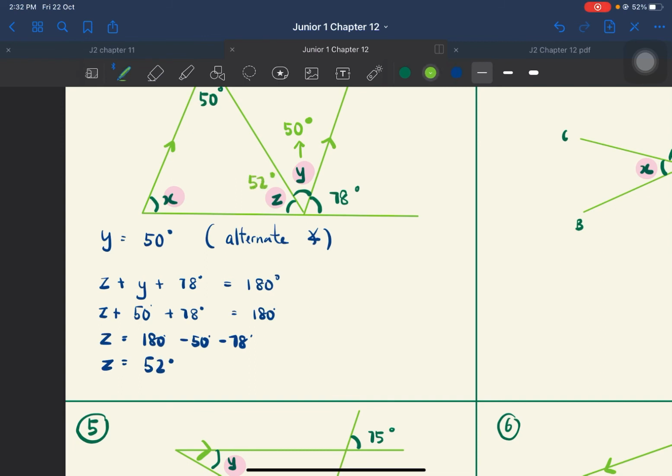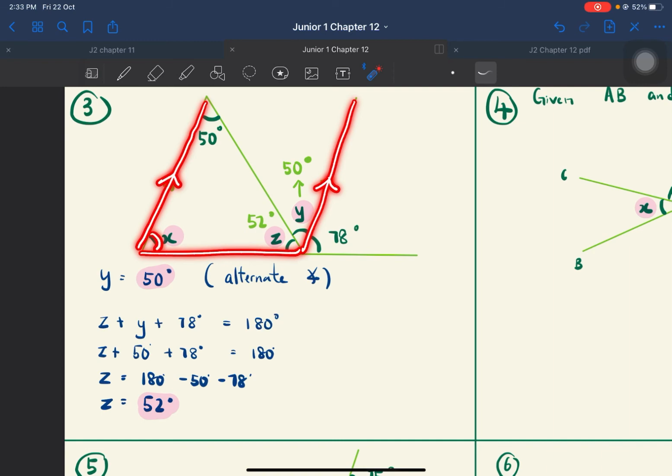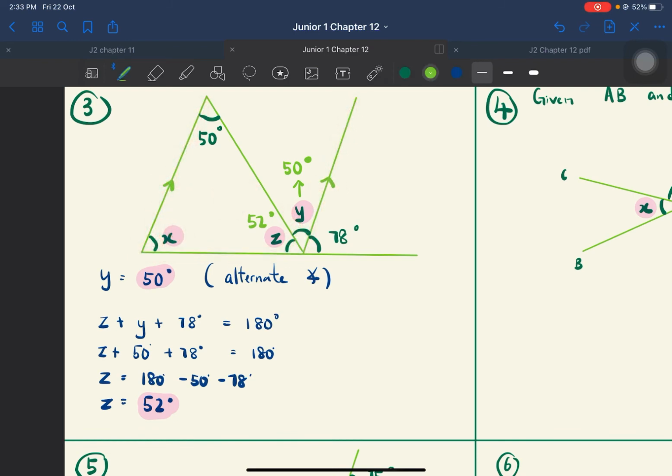And lastly, you may identify your x. Now you already have y, z, and lastly is your x value. You can look at the interior angle. Sums of the interior angle is going to be equal to 180. A plus b will be equal to 180. So you will have x plus z plus y equal to 180. So your x plus z is 52, y is 50, equal to 180. Okay, so your x will be equal to 78.